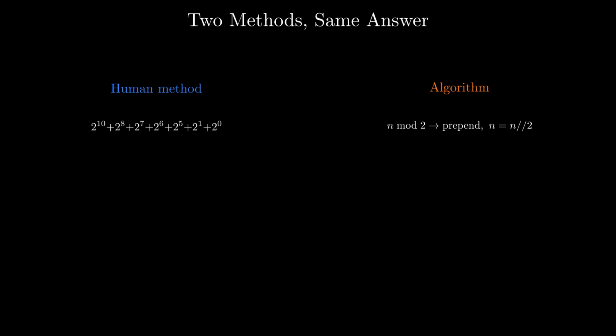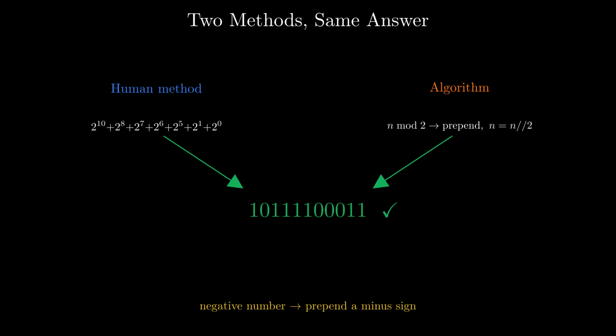Both methods give the same bits. The human method reasons about the largest powers of 2. The algorithm just records remainders in a loop. For a negative number, we simply put a minus sign in front of the result.